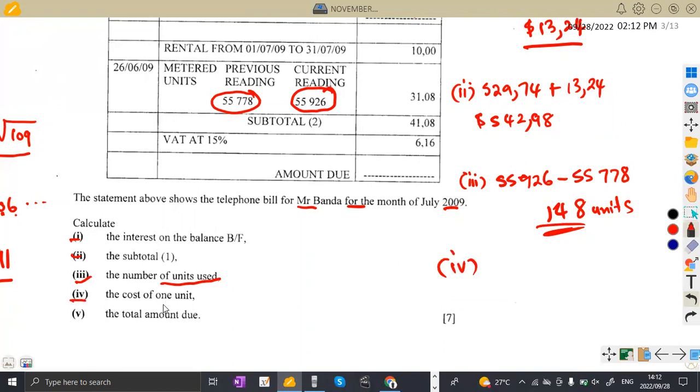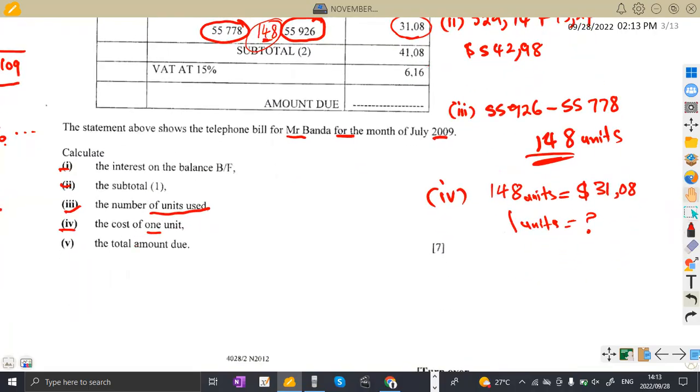Item 4, the cost of 1 unit. What is the cost of a unit? Since we are saying these are 148 units which were used, these 148 units correspond to this amount. This is the amount for these 148 units which were used. So you can take that as an advantage to say 148 units gives us an amount of $31.08. That is the amount. But what about the amount that we have for a unit? What is a unit going to be equivalent to?